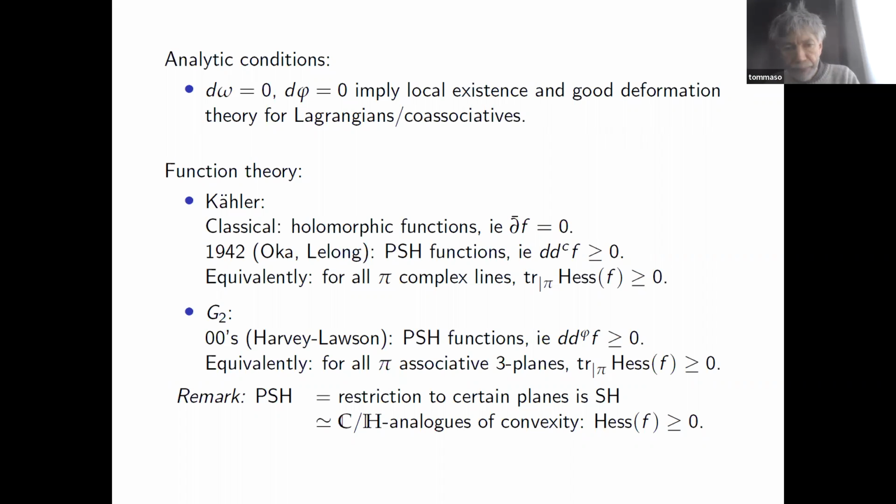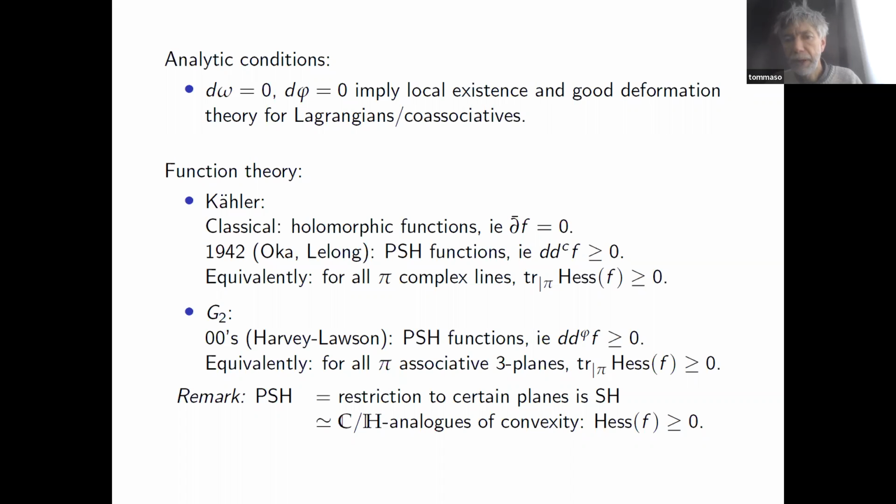Yes. So the analytic definition of plurisubharmonic in the G2 case is the following. You take the 3 form and you plug in the gradient of f. Then you get a 2 form. And so you differentiate that. And so you take d phi of f, and that is a 3 form again.